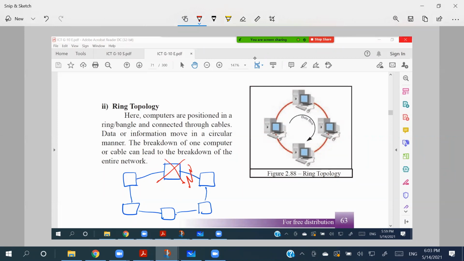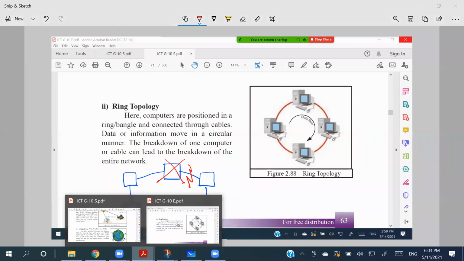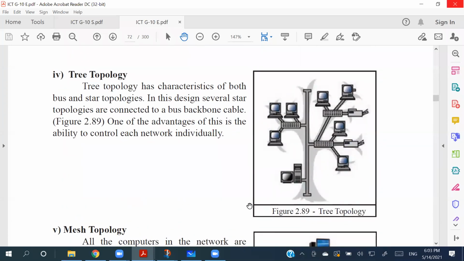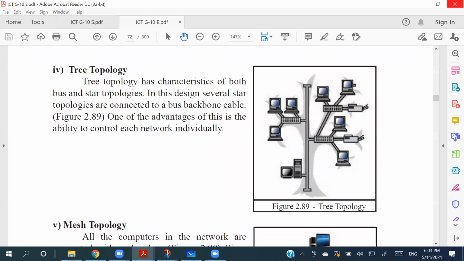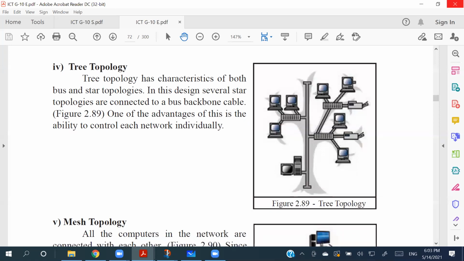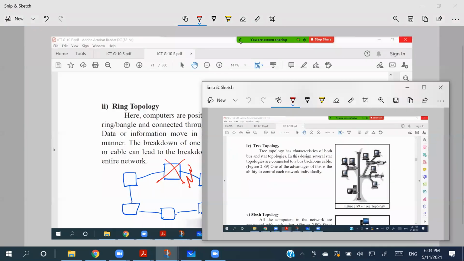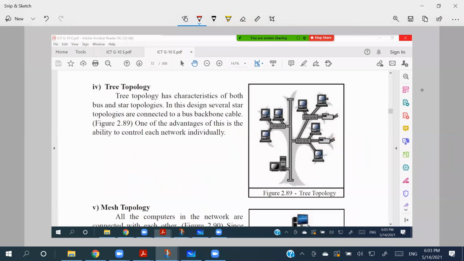Right. And the next one is called the tree topology, right? It is given the name tree because it is arranged like a tree, with branches and all these things, right? But here, as you can see, there is a component that we found in the bus topology. What is the component? The component is the main bus. It's here, right?